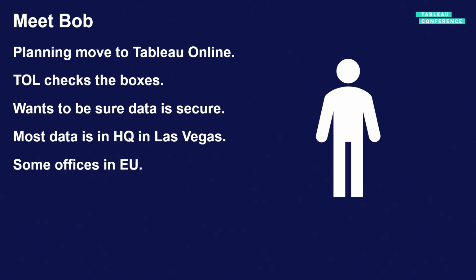So with Bob's company, most of his data is in HQ, right here in Las Vegas. He's also got some offices in the EU with some data that they also want to get up to Tableau Online. He comes to us, he asks us, hey, how are you going to keep all of this safe? How are you going to keep all of this secure? And we tell him, don't worry about it, we're good, and that's it.